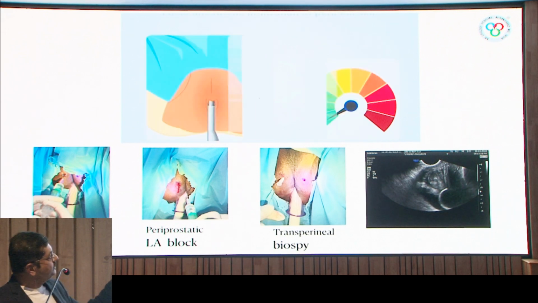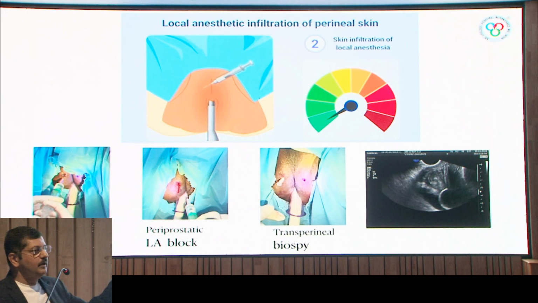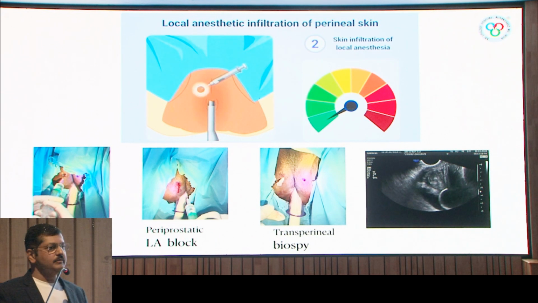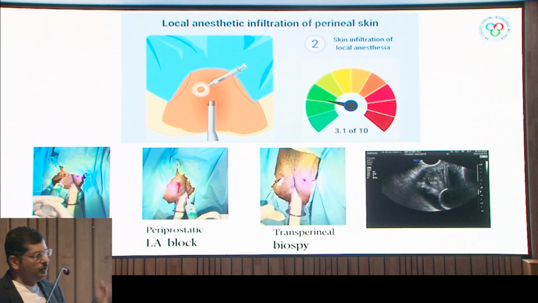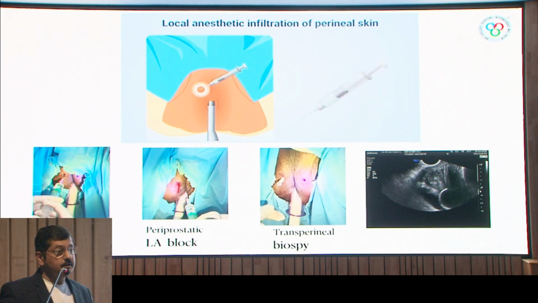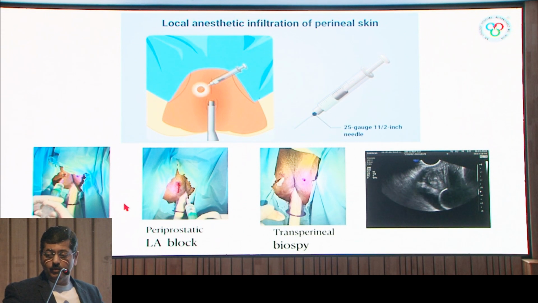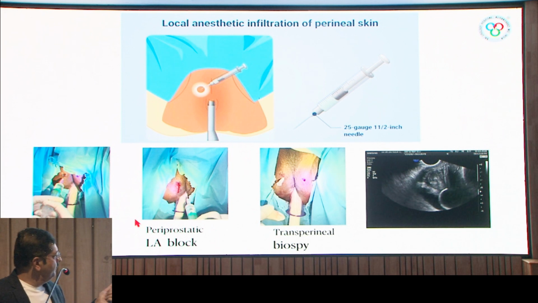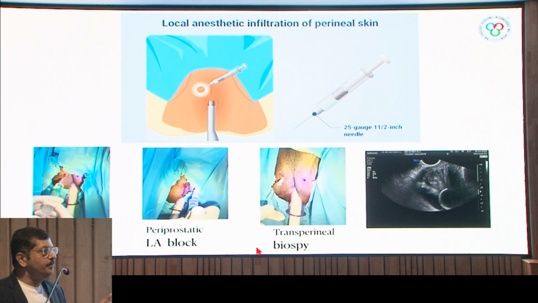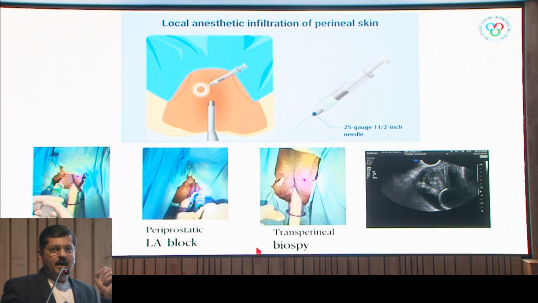So this is where you introduce the probe. What you see on the right side of the screen is the VAS score, that is the visual analog pain score, which is low. You give local anesthesia. This is under local anesthesia. You give local anesthesia to the skin first, and then you give a periprostatic block with a spinal needle.